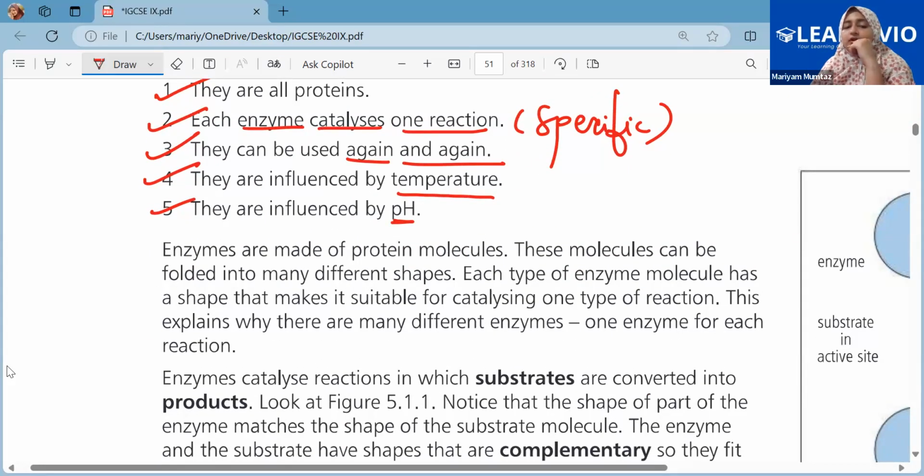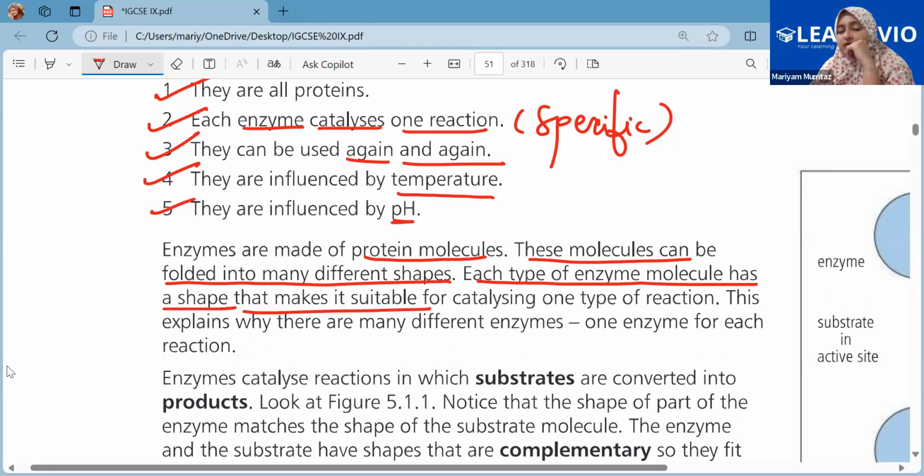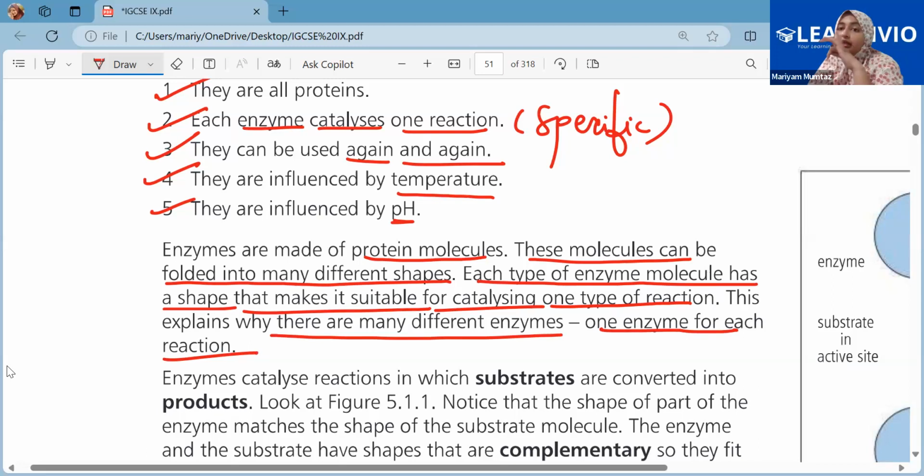Enzymes are made up of protein molecules. These molecules can be folded into many different shapes. Each type of enzyme molecule has a shape that makes it suitable for catalyzing one type of reaction. This explains why there are many different enzymes, one enzyme for each reaction. There are no two reactions that are done by the same enzyme. Every reaction has a different enzyme of its own.